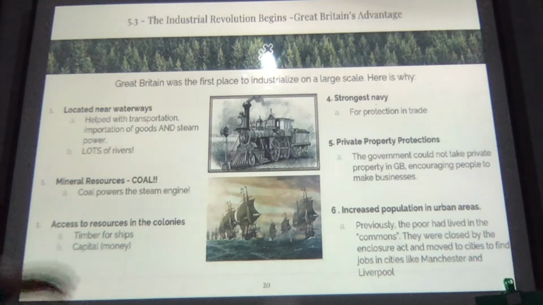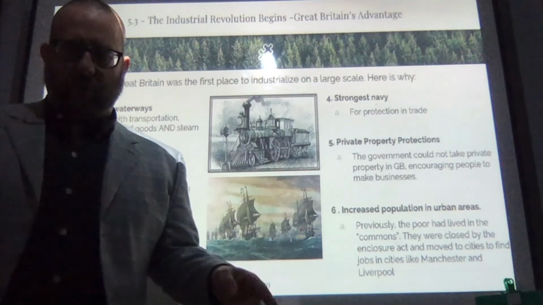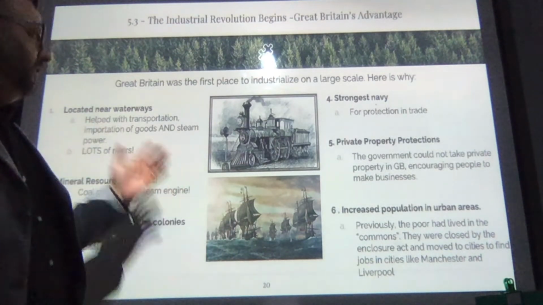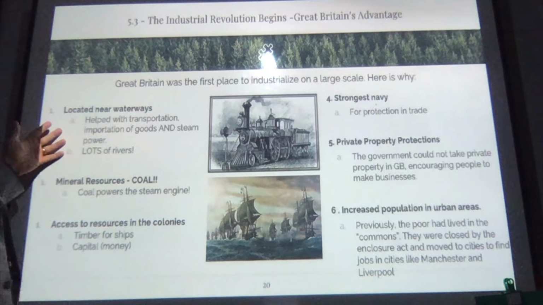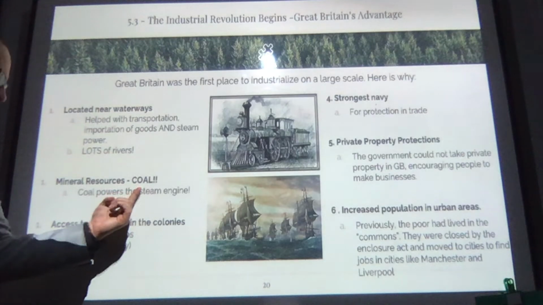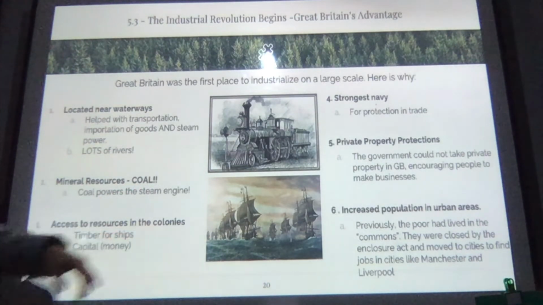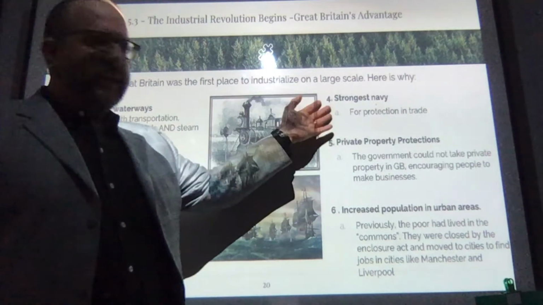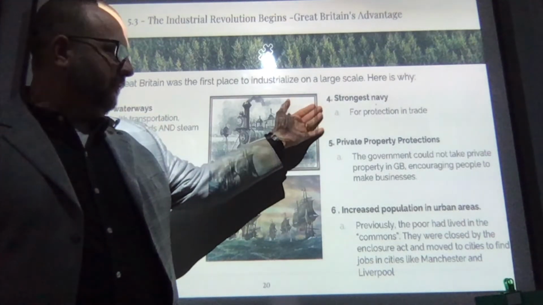Great Britain is called the workshop of the world because that's where the Industrial Revolution starts. The reason why is because it was located near waterways, a lot of rivers, easy transportation. It's got a lot of natural resources, the main one being coal. It's got access to resources in the colonies, timber for ships, capital, and money. They did have the world's strongest navy. We've talked about that before.